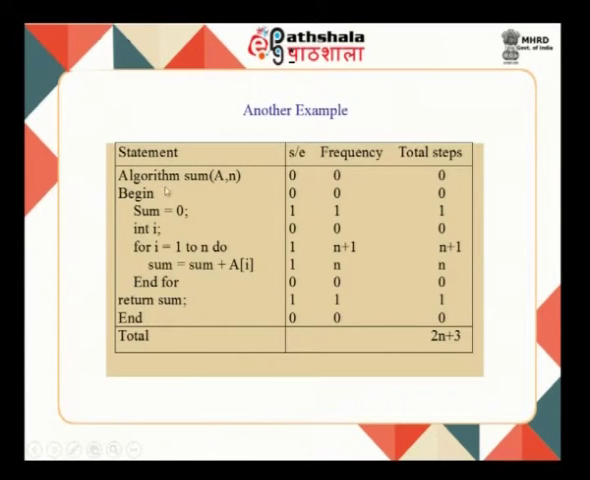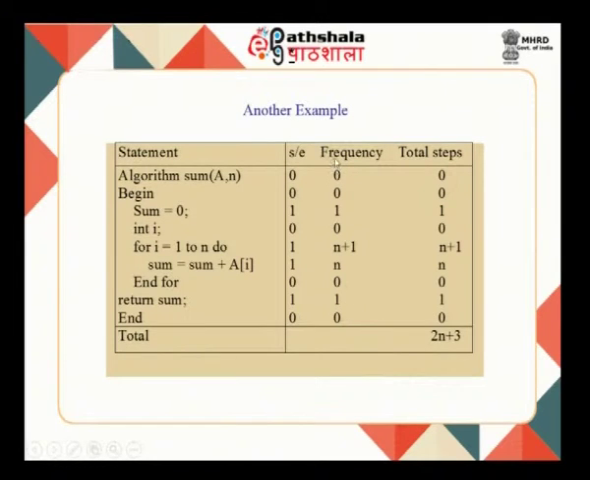Let us try to analyze this particular algorithm. Step by step per execution you can see in this column. You can see very well 0 is meant for the statements that are non-executable. For other statements the step count is going to be 1. Int i is a declarative statement where initialization is not made, therefore, it is going to be 0. For the rest of the things it is going to be 1.